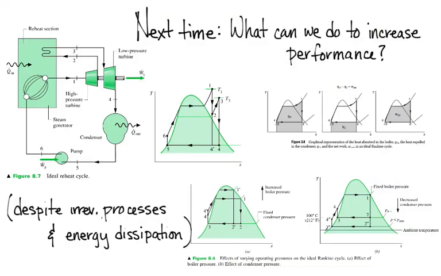The next time we get together, we're going to be looking at ways that we can increase performance in our Rankine cycles. There's quite a bit that we can do, despite having irreversible processes, to ultimately increase our efficiency up towards that 37% that you were looking at for the ideal process in the ideal Rankine cycle in problem 8.1.